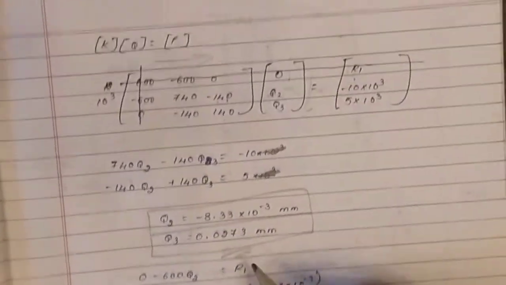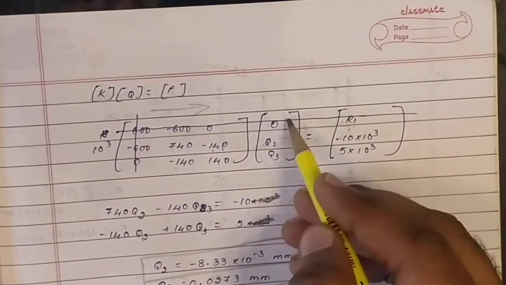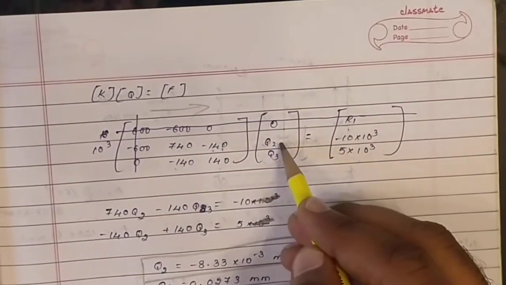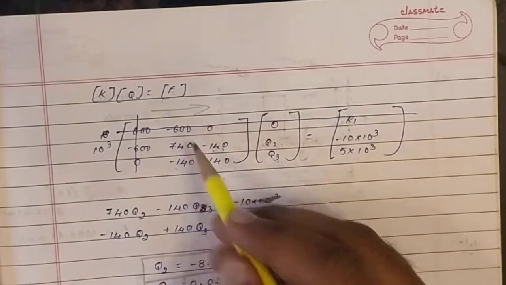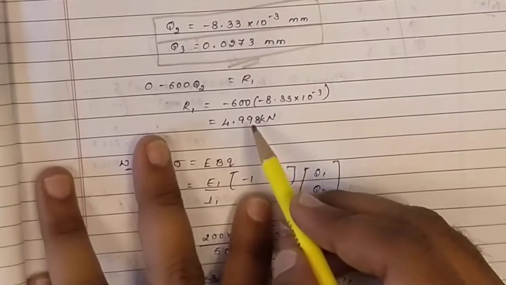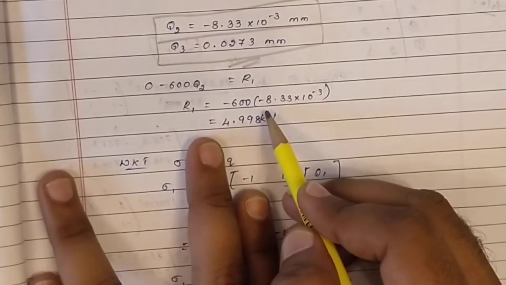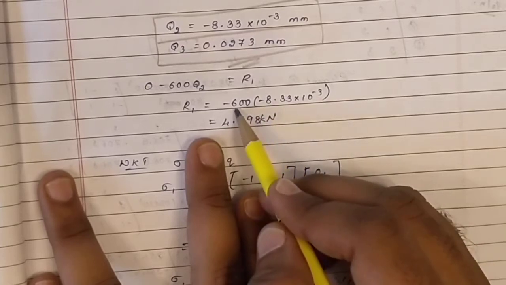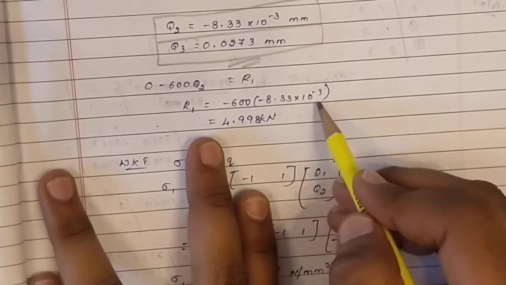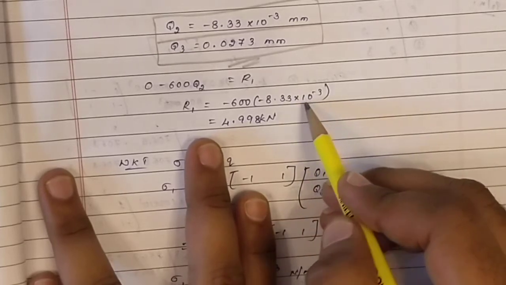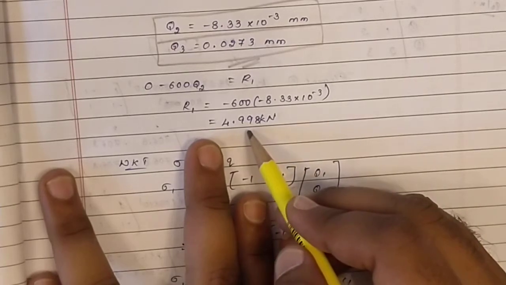Okay, find the reaction. Only one reaction, R1. This row into this: 600 into 0, minus 600 into Q2, 0 into Q3 equals R1. So it is minus 600 into Q2, with 10 power 3 common as it is. Be careful. So it is minus 600 into minus 8.33 into 10 power minus 3. You will get R1 equals 4.998 kilonewton.